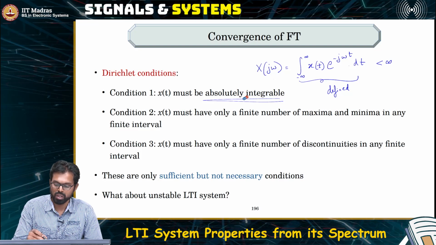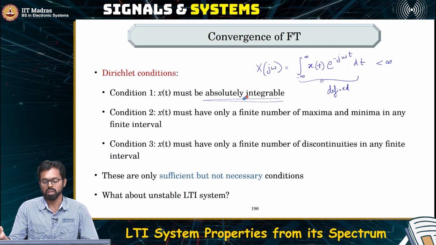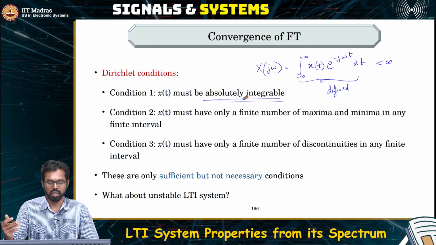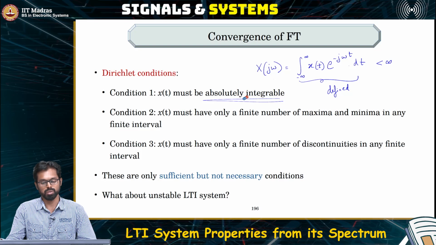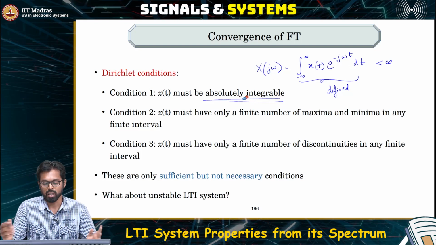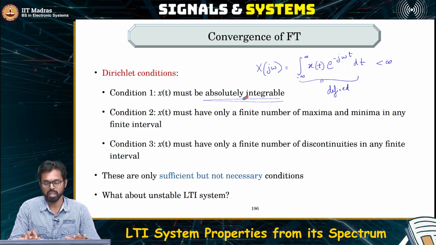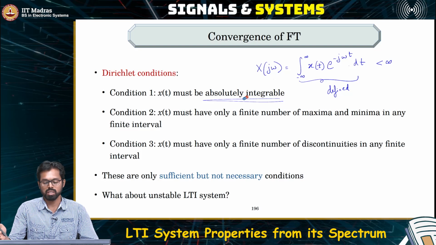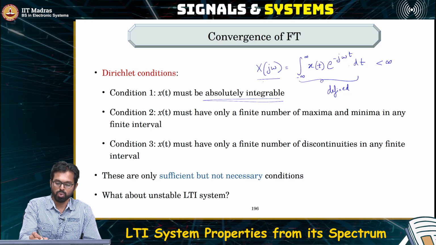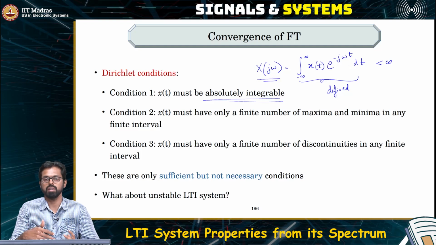So there must be only a finite number of maxima and minima in any finite interval. There must also be only a finite number of discontinuities in any finite interval. The same thing that we saw earlier for Fourier series, which ensures that the series converges at all points except some finite number of discontinuities, right? That is the same thing even here. So whenever there is a discontinuity, the Fourier transform will evaluate to a value which is equal to the average of the left and right limit.